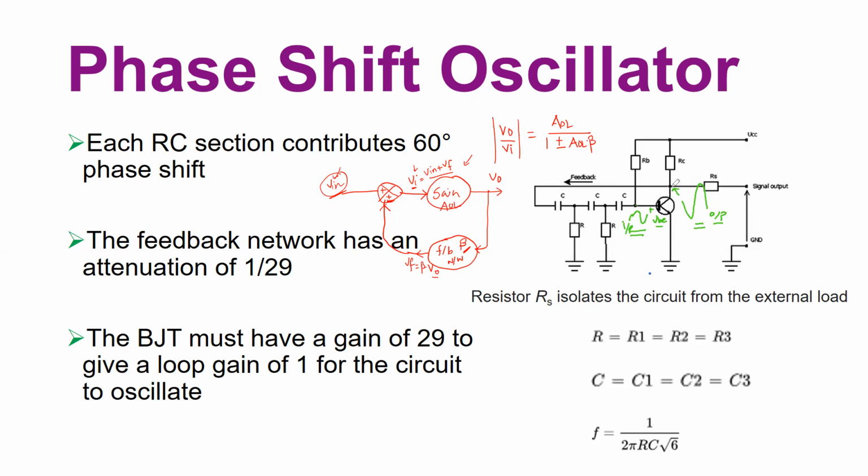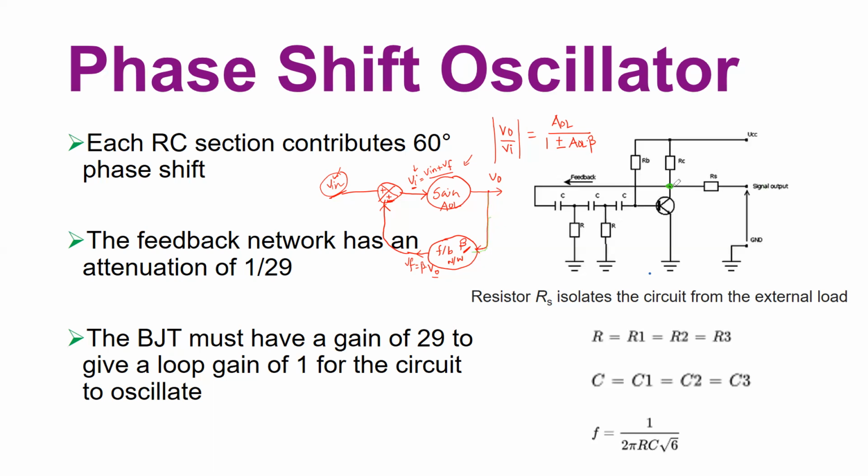So what we have done here, from this output node, you can give a fraction of the output to the feedback network. In this block diagram, you can see that this is the gain block. So let me clear this drawing first. Again, this is your gain block, and this is your feedback network. So you are feeding the output back to the input.